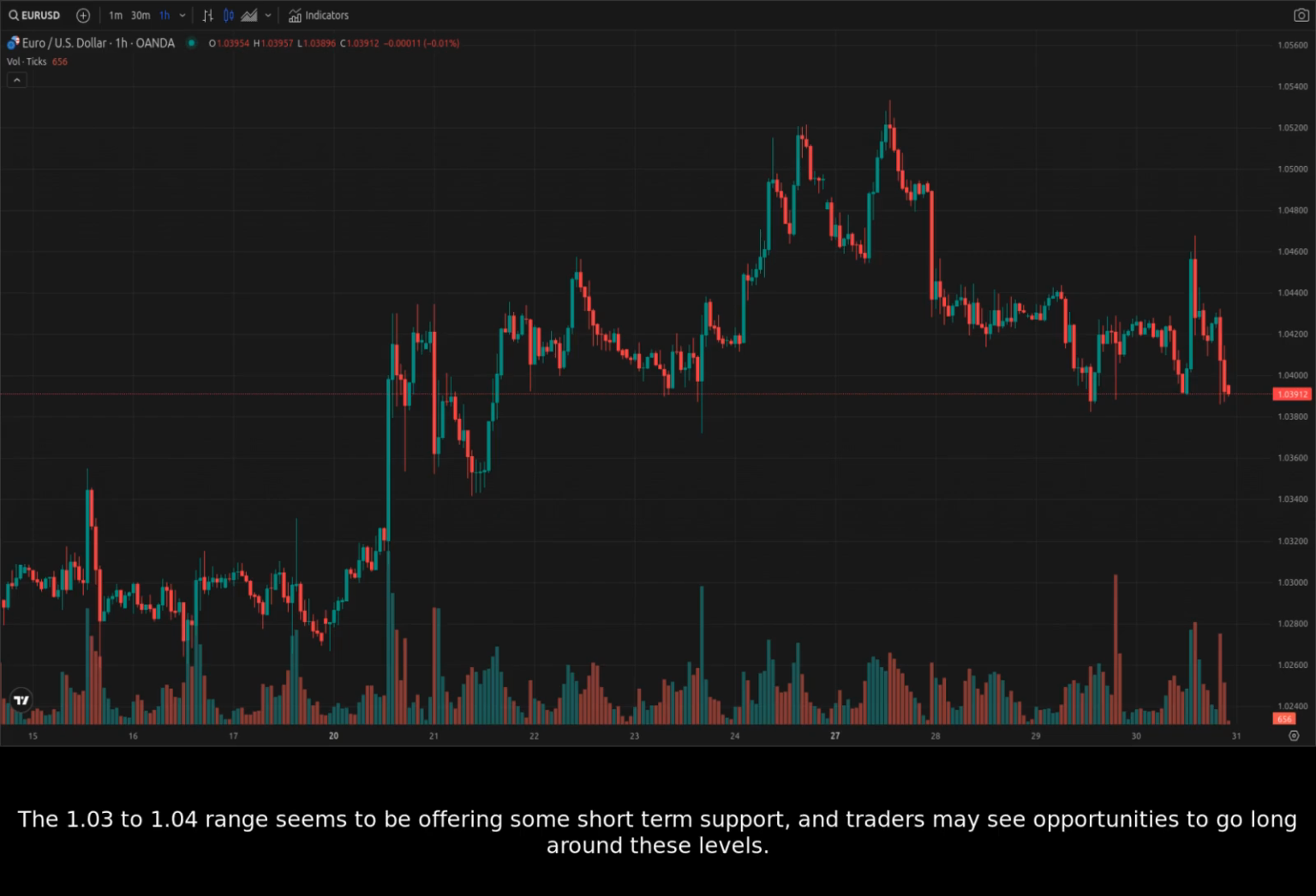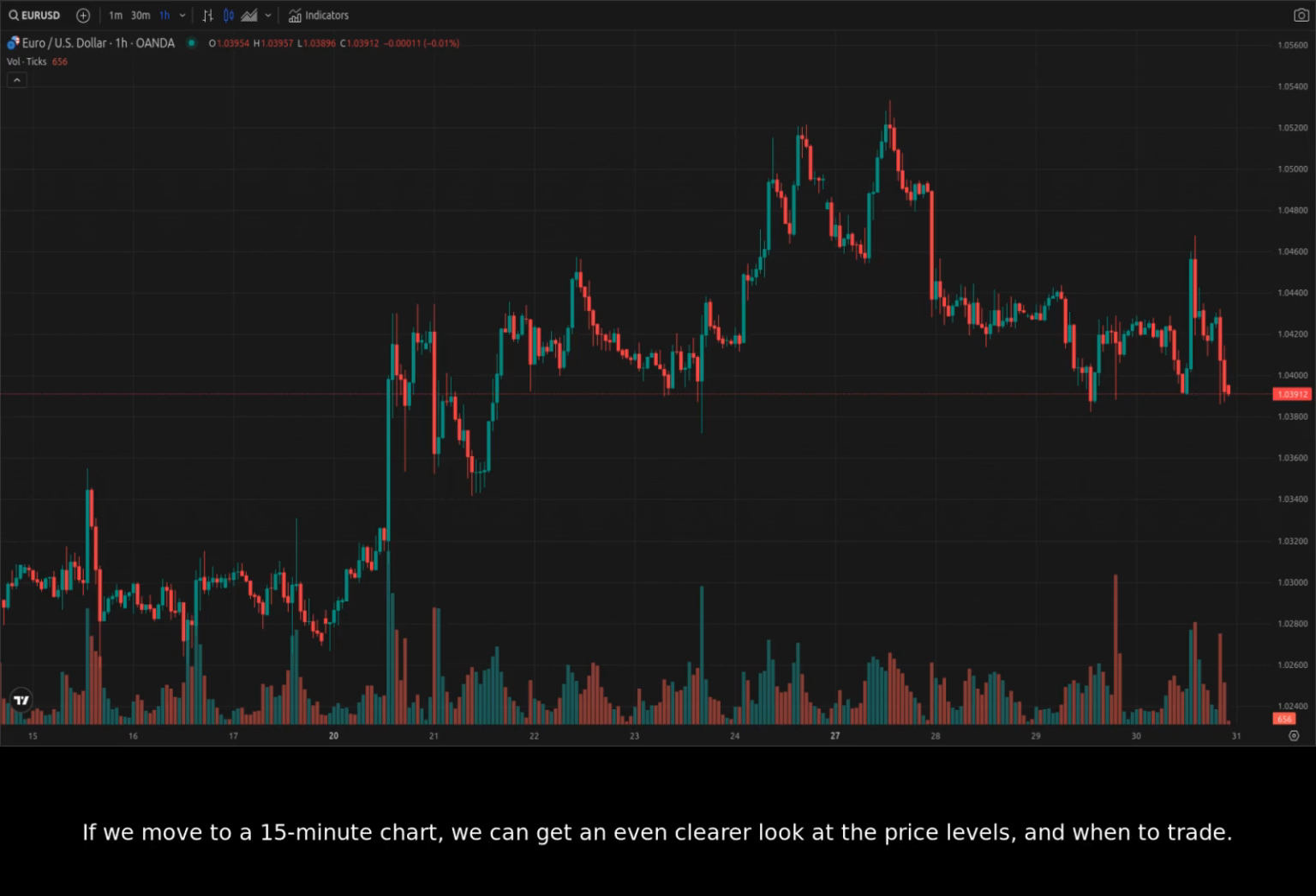The 1.03 to 1.04 range seems to be offering some short-term support, and traders may see opportunities to go long around these levels. If we move to a 15-minute chart, we can get an even clearer look at the price levels and when to trade.